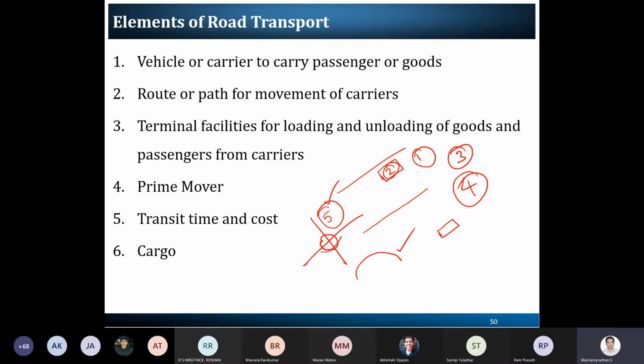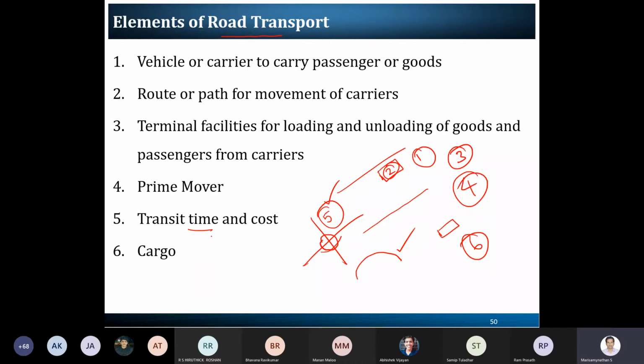Then the sixth will be the transit time and cost. Other than the physical components, the time and cost play a major role in the transportation sector, particularly road transport. So that is considered as the sixth element. It is a non-physical element, but it is a major thing.